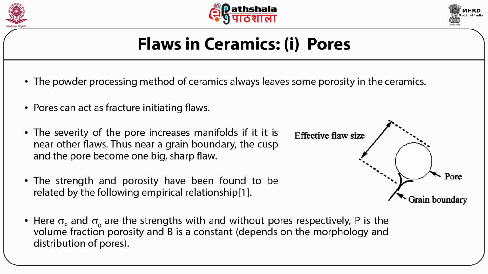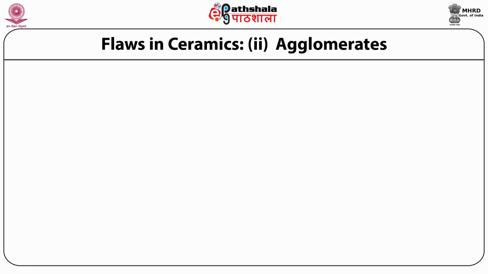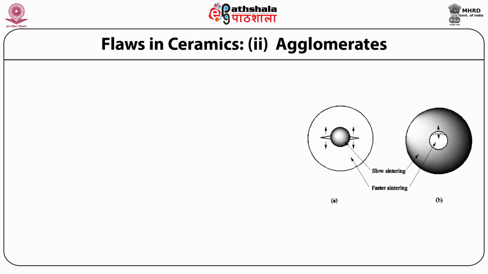So the severity of the pores increases manifolds if it is near other flaws. For example, if there is a cusp of a grain boundary next to a pore, then the cusp and the pore become one big flaw with the sharpness of the cusp and the size of the pore, as shown in this figure. Next type of flaw in ceramics is agglomerates.